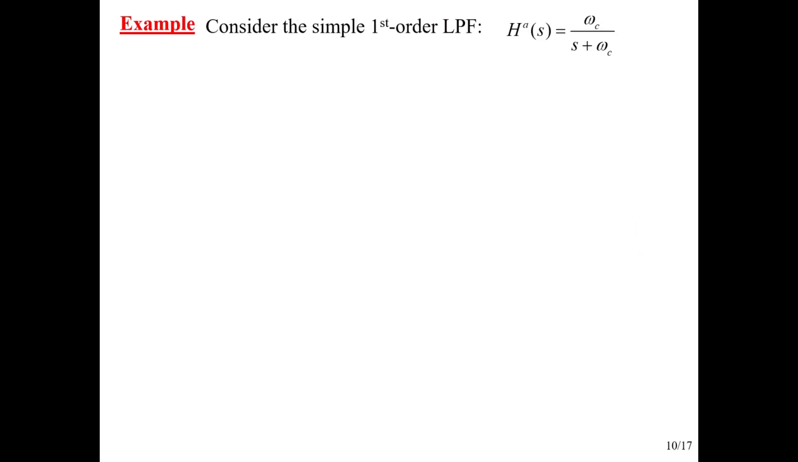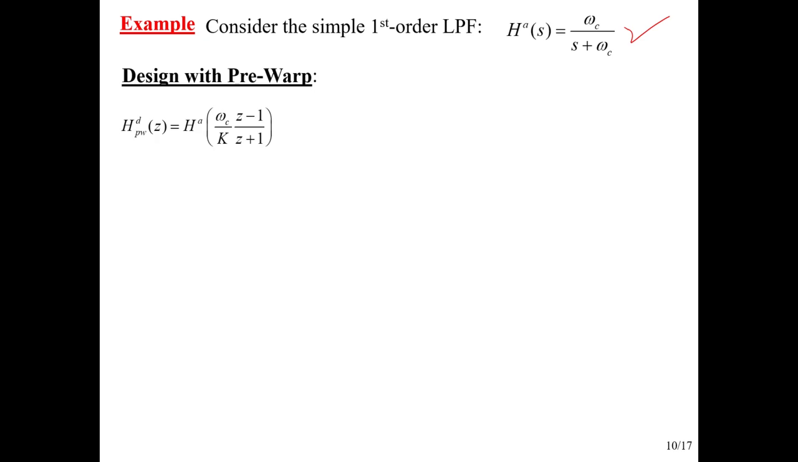All right, this may be clearer if we go through a simple example. So here's a simple first order filter with a cutoff frequency of omega c radians per second. And let's design it with pre-warp. That means everywhere there's an s, we're going to replace it by this thing. Then we'll have a function of z, and that will be the function of the filter. And I put a subscript here, PW, to show that it's pre-warped. So there I am plugging in for s this quantity.